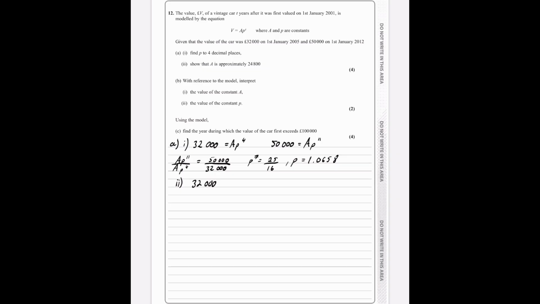Part 2, we can now work out A by substituting that into either of the equations. I've used the first one, so 32,000 will be A lots of our new value of P to the power of 4. So dividing both sides by 1.0658 to the power of 4, we get a calculation we can plug in to work out the value of A. Because this is a show that question, I'm going to do an extra step of writing that that's equal to 24,796, and that is approximately equal to 24,800.